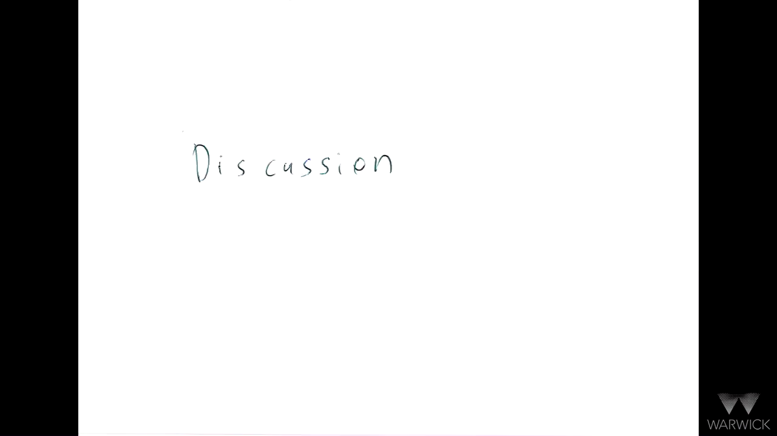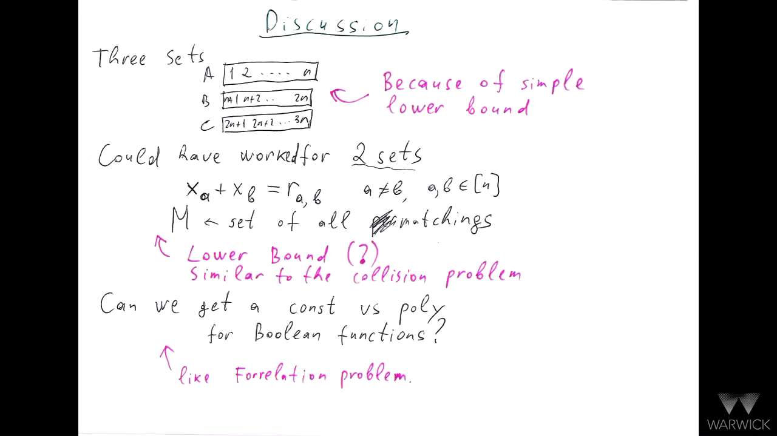Going back to the discussion, we have three sets. We might ask, why do we have three sets? The answer is because it's easy to prove this lower bound, and it's easy to modify it. In fact, it could have worked for two sets, but not for the shifts, because I said for shifts it has logarithmic query complexity. But if we just consider all matchings, then it can become a variant of the collision problem or the set equality problem, for which there is no such lower bound.